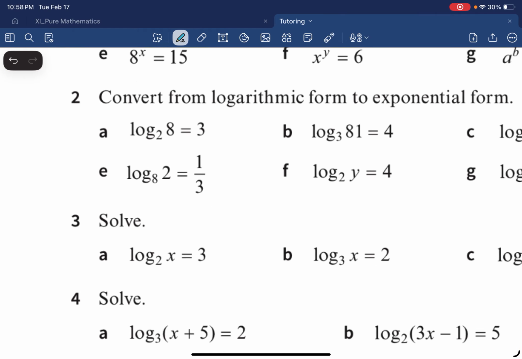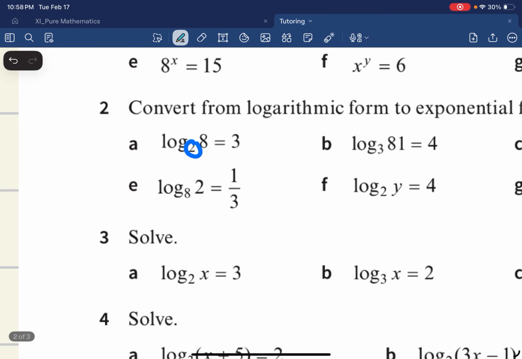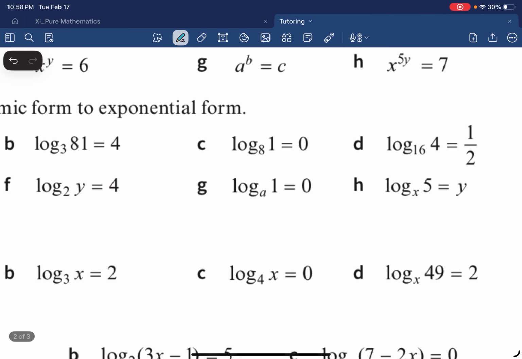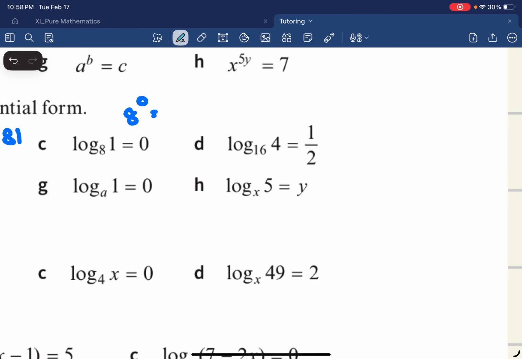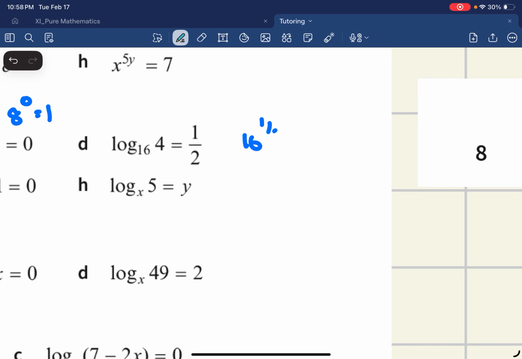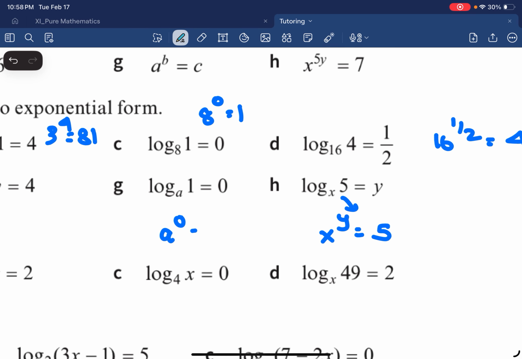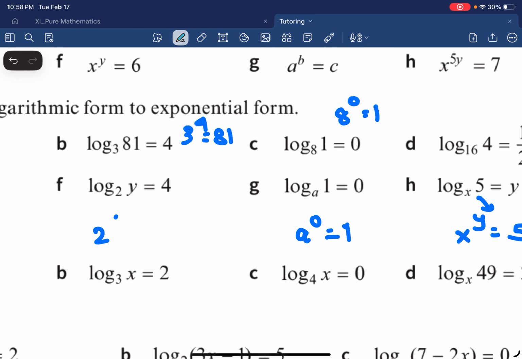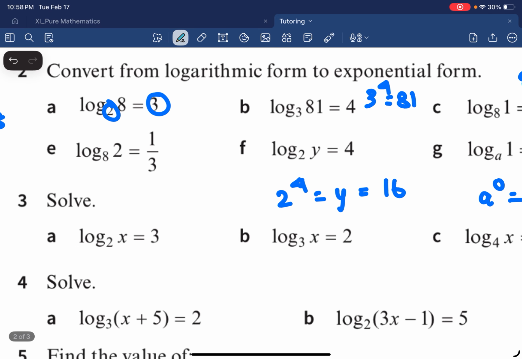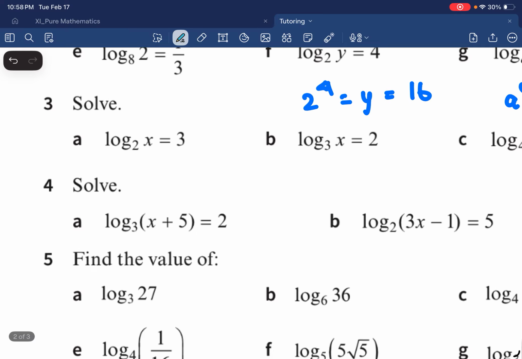Convert from logarithmic form to exponential form. You want to take your base and raise it to your power. So 3 raised to the power 4 is 81. 8 to the power 0 is 1. 16 to the power 2 is 4, and so on. x to the power y is 5 for this one. For this one, 8 to the power 0 is 1. For this one, 2 to the power 4 is y, which is equal to 16. So these are very simple questions.